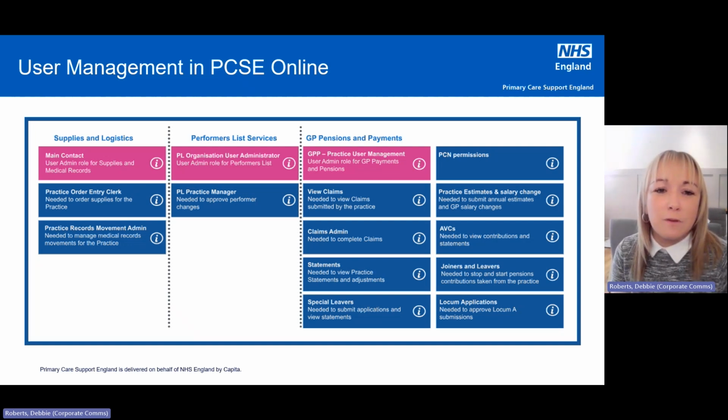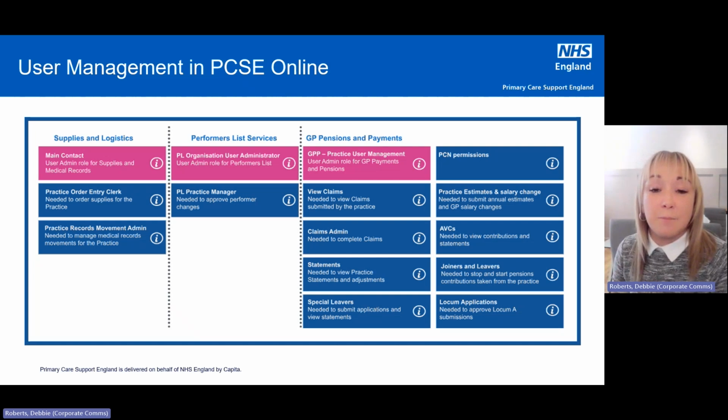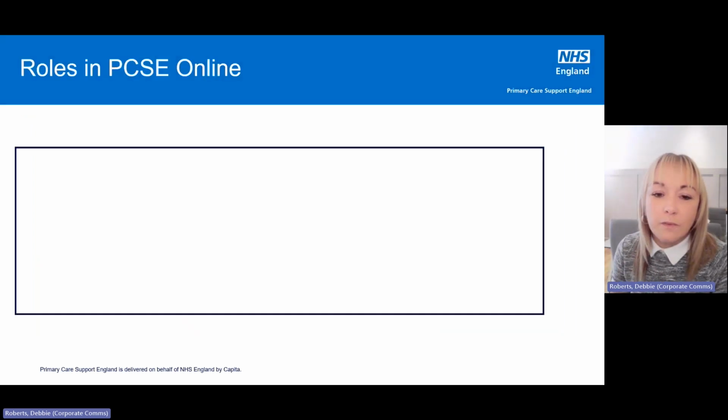Now, say for example, if you're the user administrator for payments and pensions, so you've got the GPP Practice User Management role, then you need to assign a performer role, then you can also assign yourself to be a user administrator if you need to. And then once you've got that role, you'll then be able to assign the relevant roles for the performance role. I hope that's clear to understand.